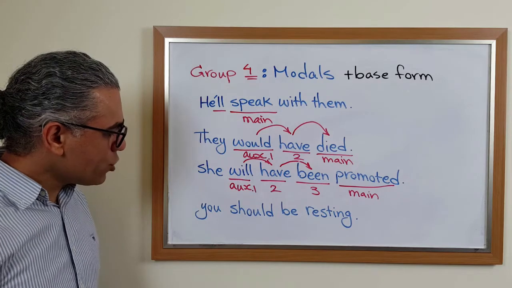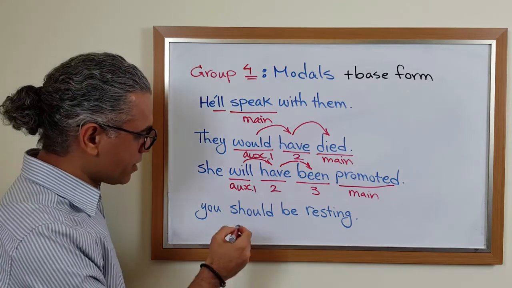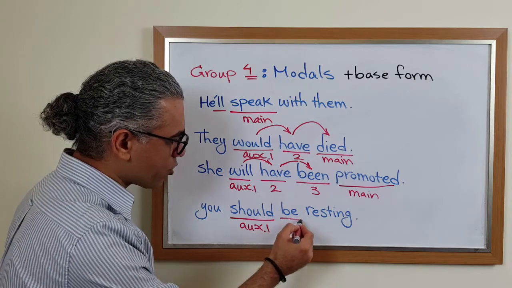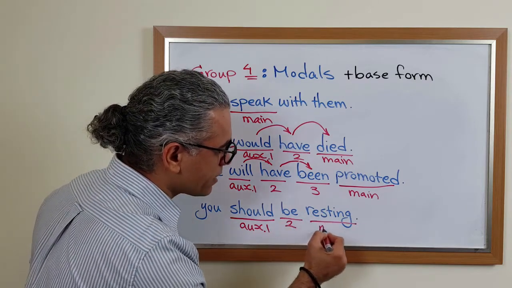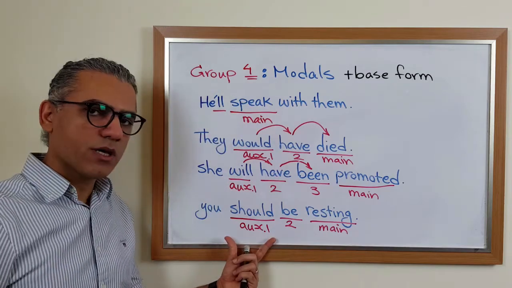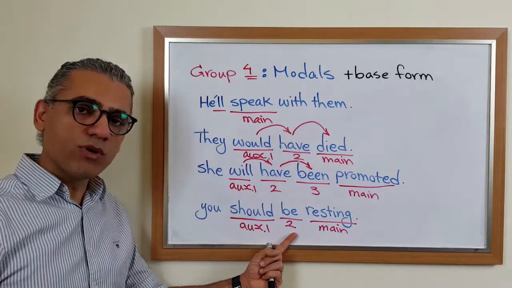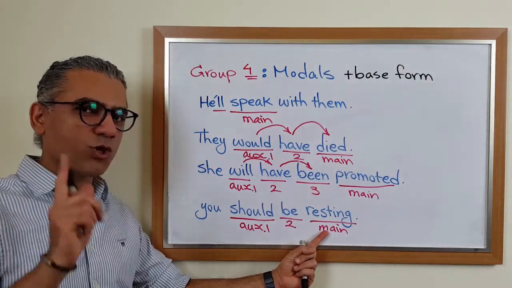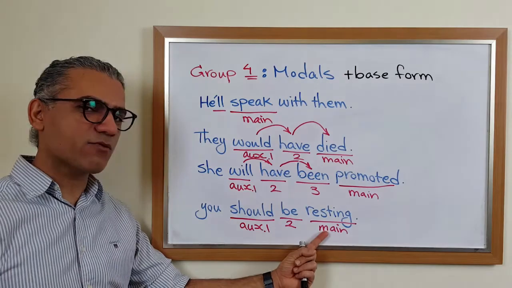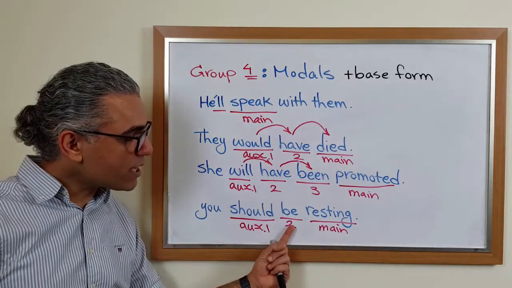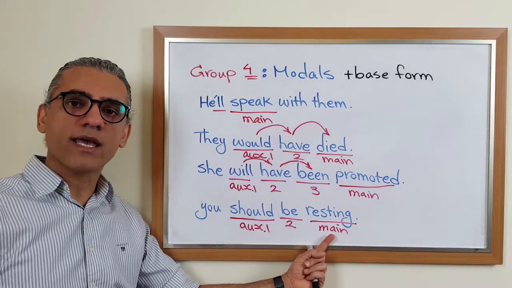Look here. You should be resting. Auxiliary 1, auxiliary 2, and main verb. Again, our first auxiliary verb is a modal verb, should. So the following verb must be in base form, be. The following verb, we don't know. We need to find out if the sentence is active or passive. And this is obviously an active sentence. So the verb following be must be in the form of ing.